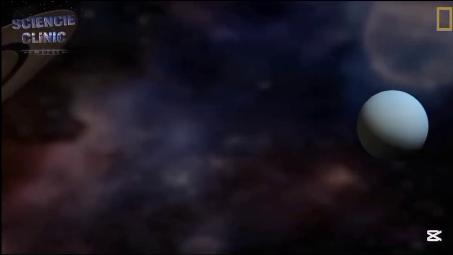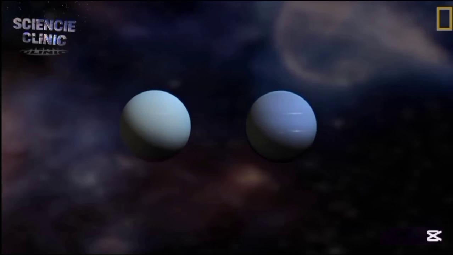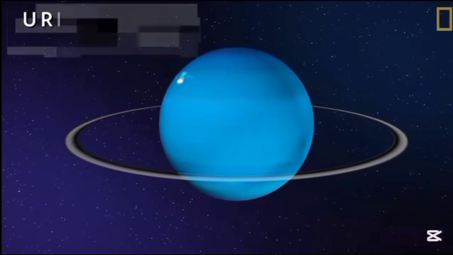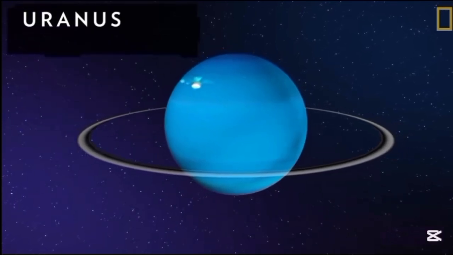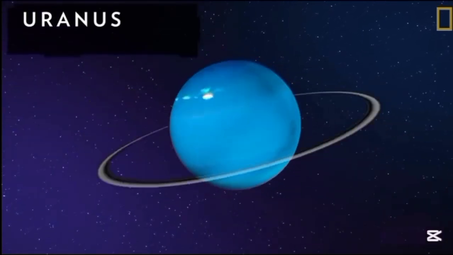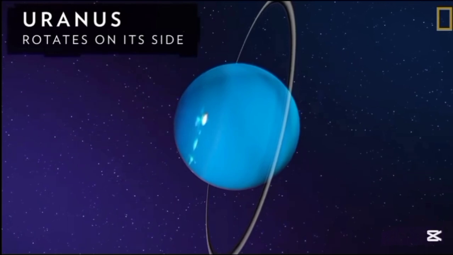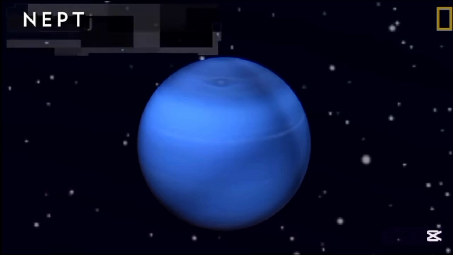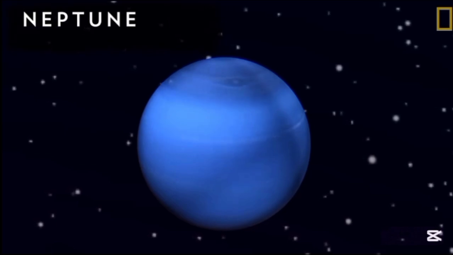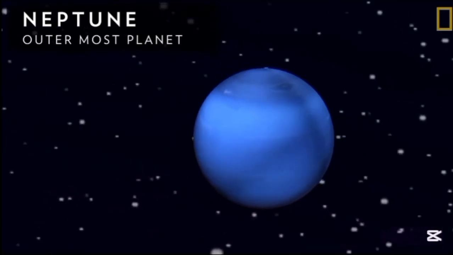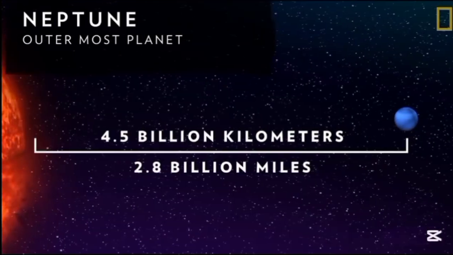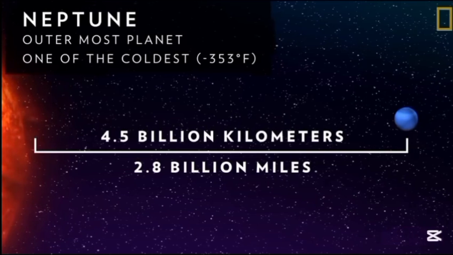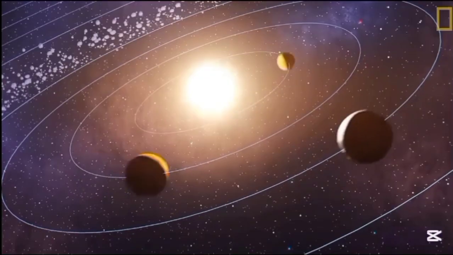Going further from Saturn, let us now look at the ice giants such as Uranus and Neptune. Uranus is the 7th planet from the Sun and the 3rd largest, and has a characteristic of rotating on its side. Away from Uranus, we look at Neptune. Neptune is the 8th planet in the solar system, and it is the outermost planet from the Sun, about 4.5 billion kilometers, roughly 2.8 billion miles from the Sun.